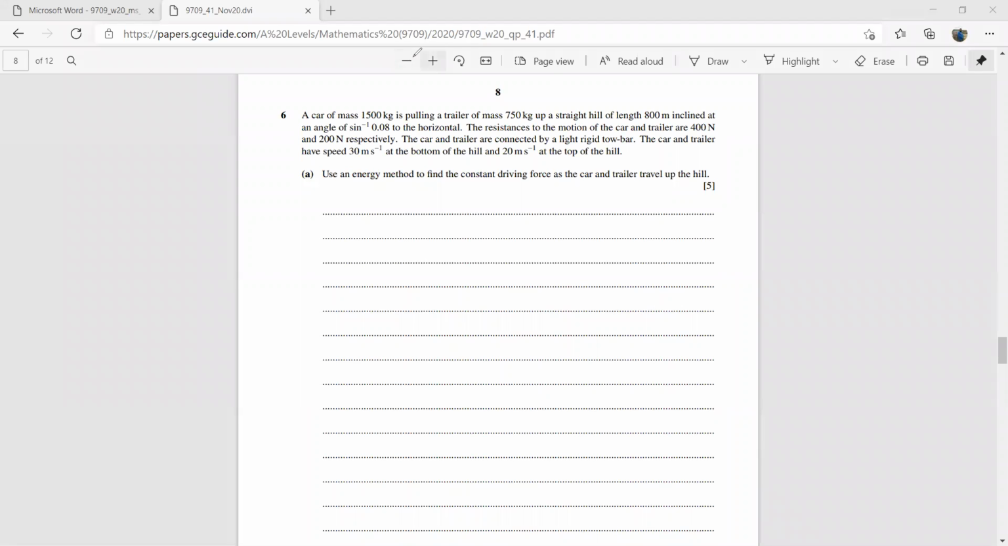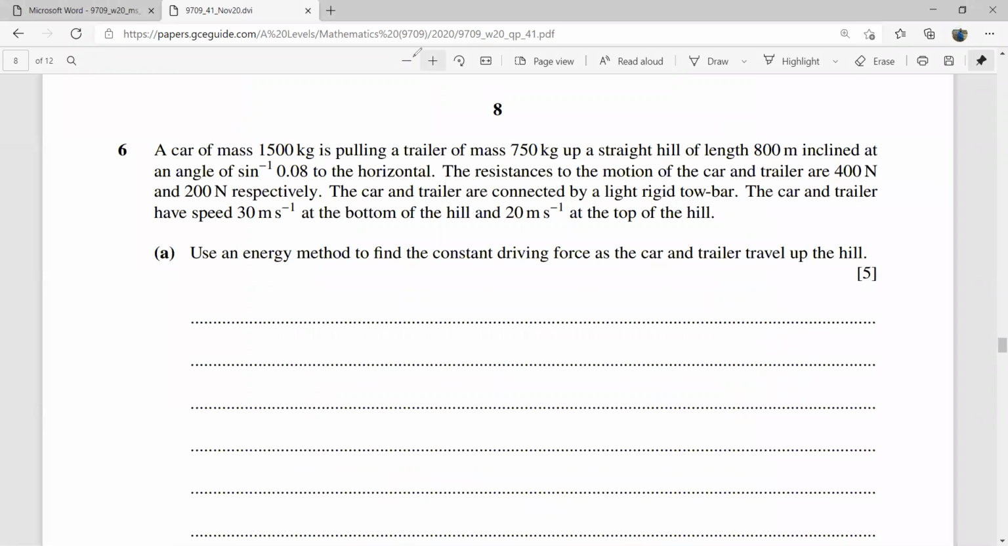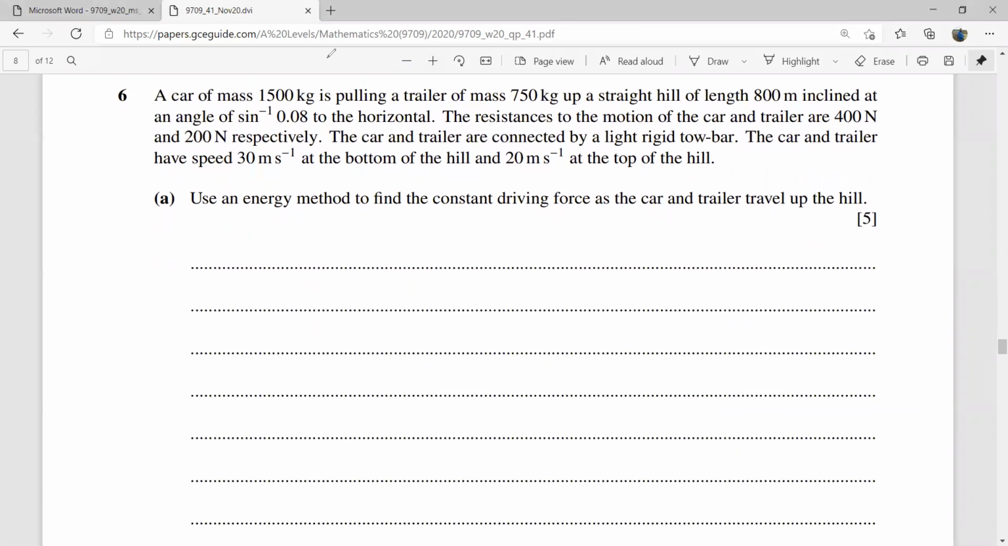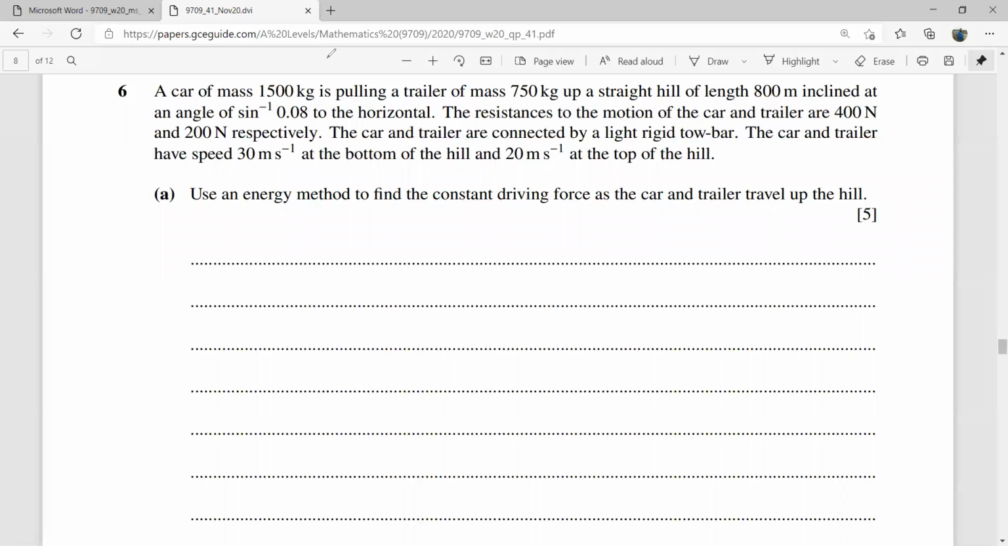Okay, let me enlarge this a bit so that we can read this easily. So in this question it says a car of mass 1500 kg is pulling a trailer of mass 750 kg up a straight hill of length itna inclined at an angle of itna. The resistance to the motion of the car.